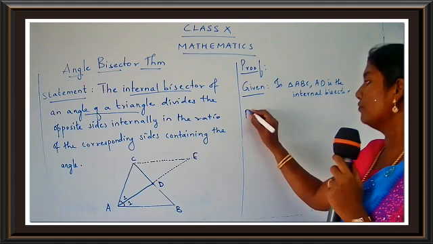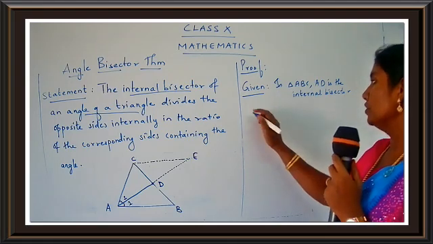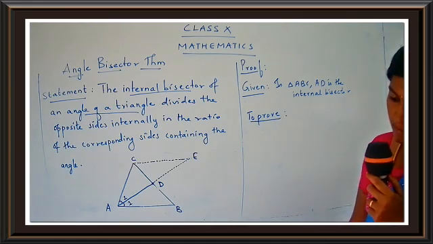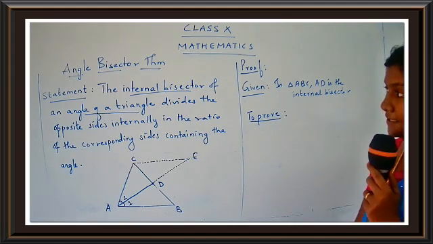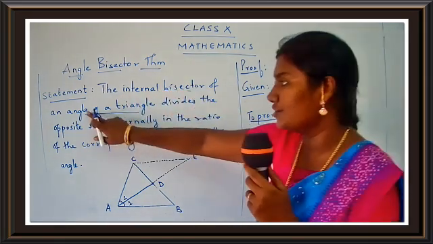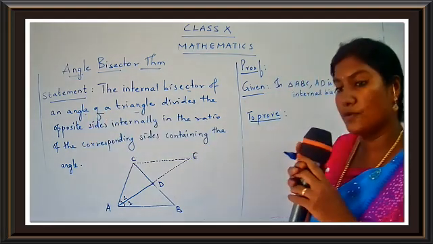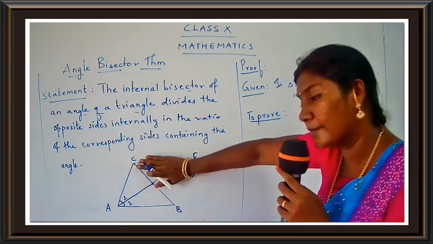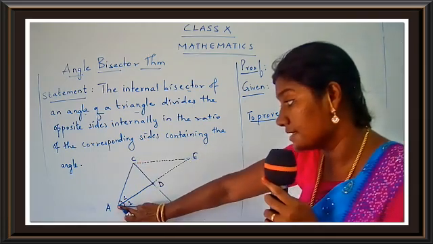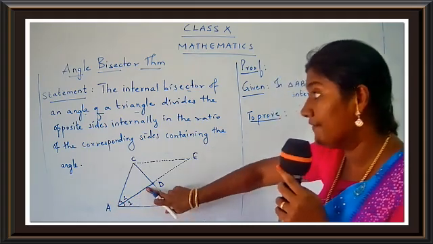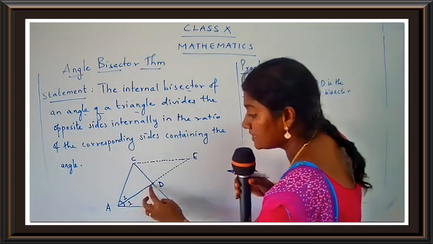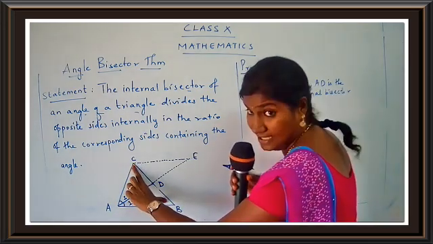Okay, now what are you going to prove? To prove. What are we going to prove here? Shall we read the statement once again? Let us read the statement. The internal bisector of an angle of a triangle divides the opposite side. Which is the opposite side? Now, I am not talking about the construction part. I am just talking about a triangle. So, what is the opposite side? Now, this is AD. And where is this AD dividing? See, the internal bisector divides the opposite side. So, which is the opposite side, children? BC is the opposite side.